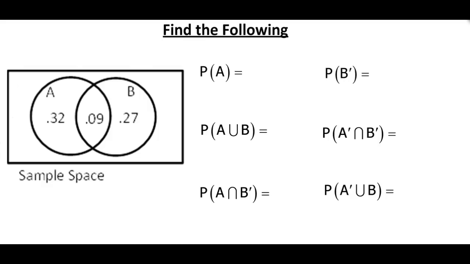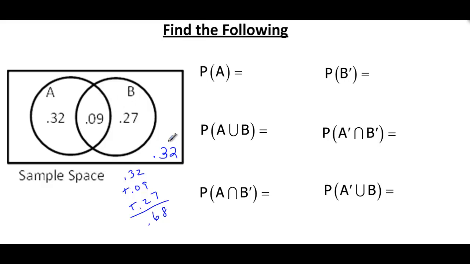But if you remember, this entire sample space has to equal 1. So if this entire thing has to add up to 1, I know I'm missing something, because if I add up 0.32 plus 0.09 plus 0.27, so if I add all this up, I get 0.68. So there's still 0.32 remaining, and that's what's going to be on the outside. So there's a 32% chance, or a 0.32 probability, that you don't fall into either of these circles. We're going to put that on the outside.